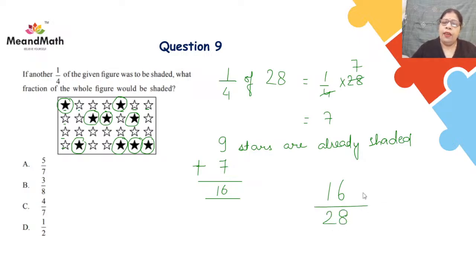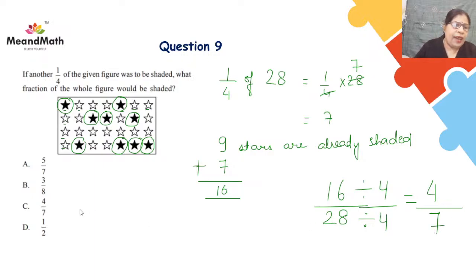Let's see if we divide it by 4, because both of them come in the table of 4, 16 and 28. So let's see what fraction do we get. 16 divided by 4 is 4 and 28 divided by 4 is 7. So do we have this option? Yes, option number C. Option number C is 4 by 7, which is the correct answer.